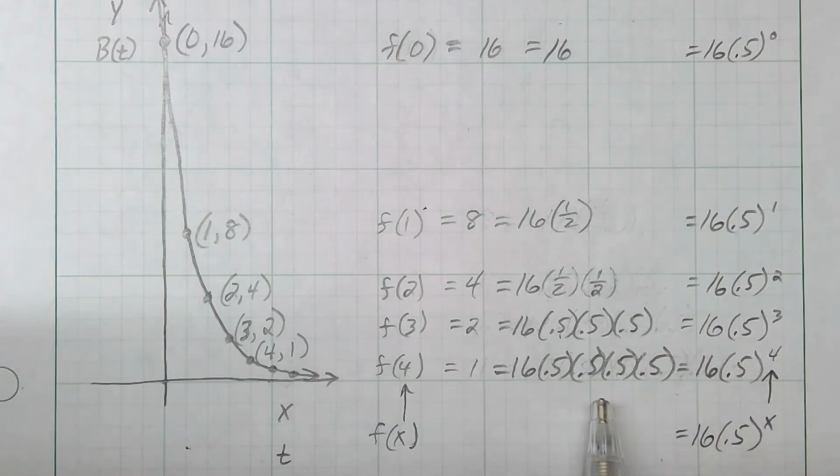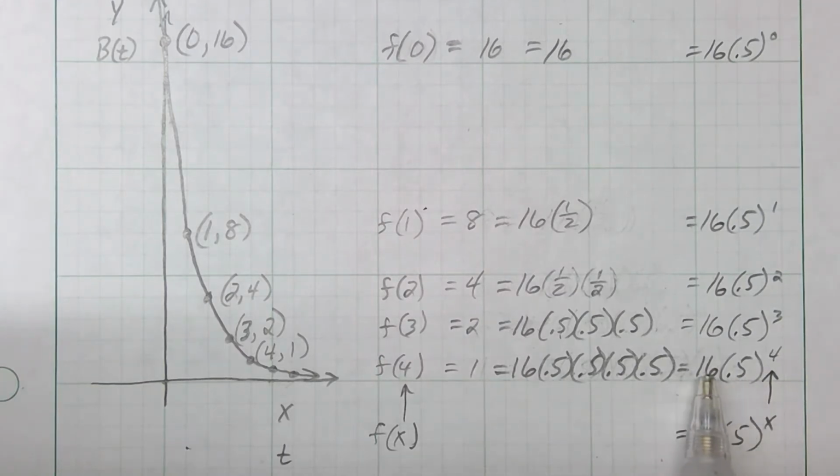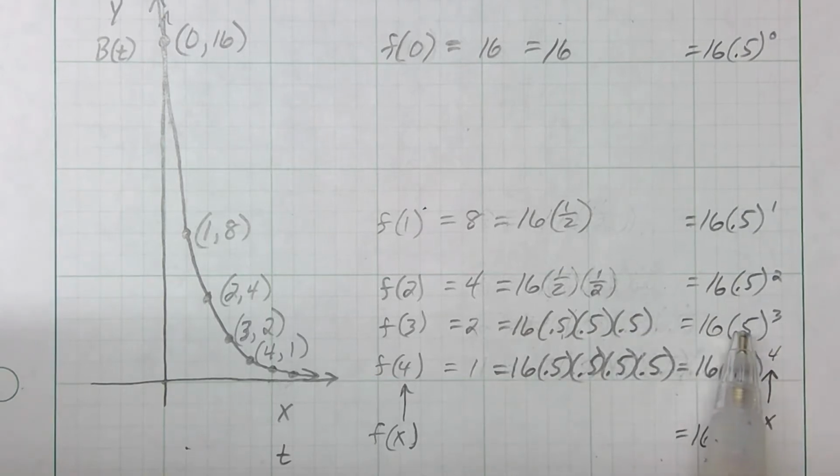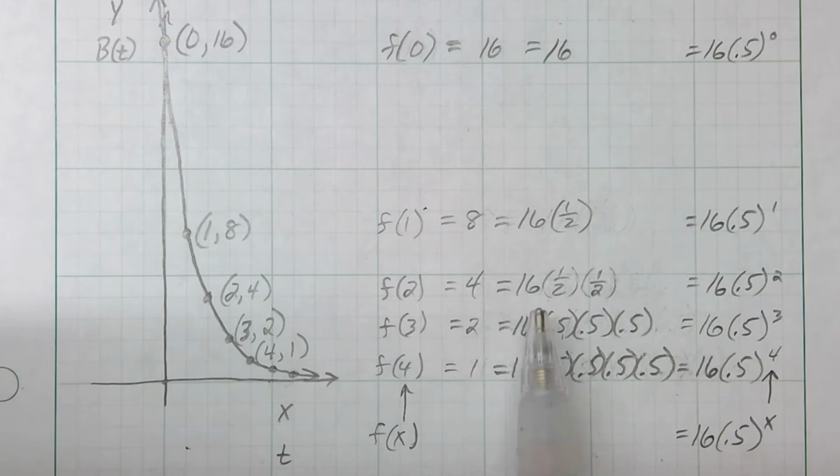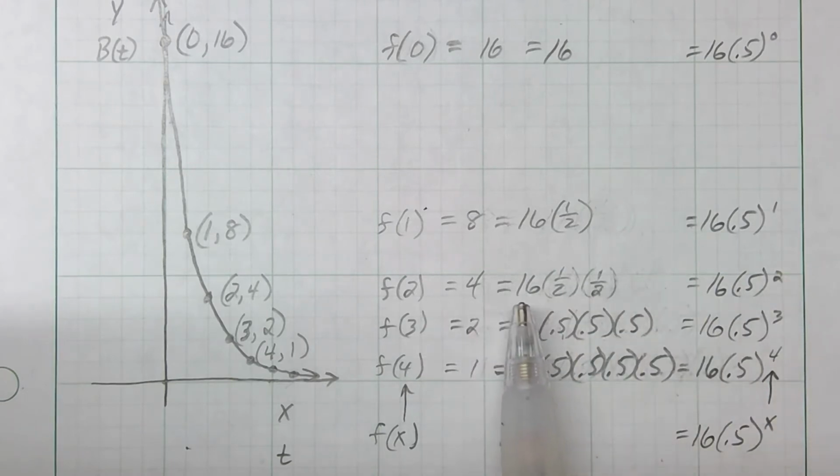All right, that's the exponent. I took 16 and I multiplied it by a half 4 times. I halved 16 4 times. Up here I started with 16 and I took half of it 3 times. So I multiplied it by 0.5 3 times. 16 times 0.5 raised to the third power. And the same thing here. I wrote this with 1/2 just to show you it doesn't matter.